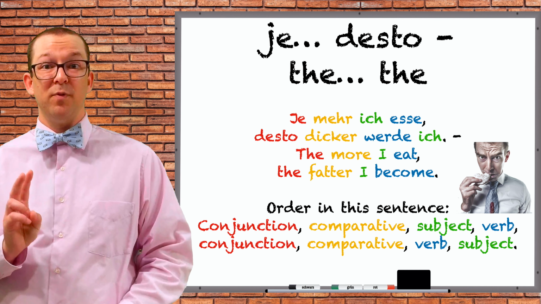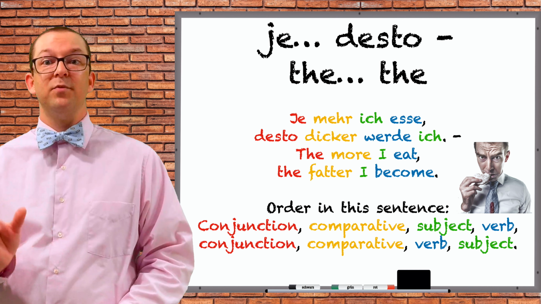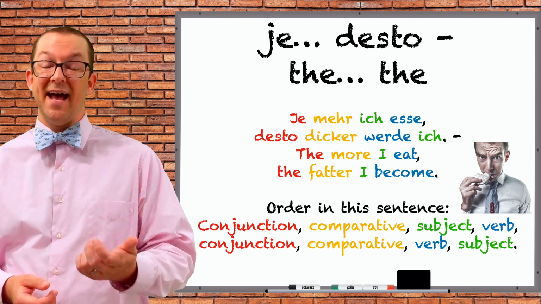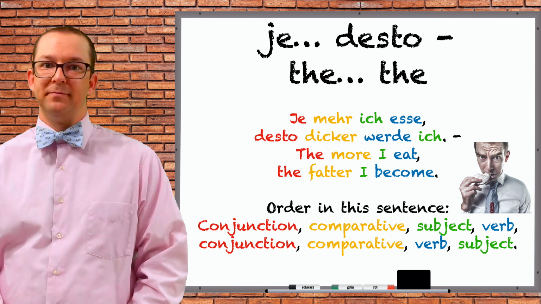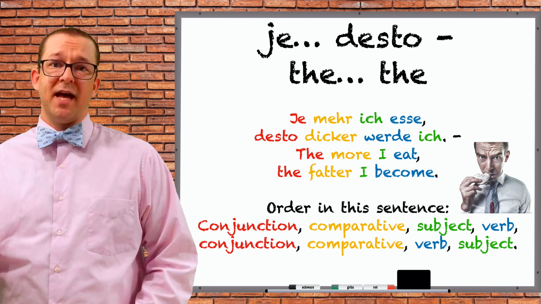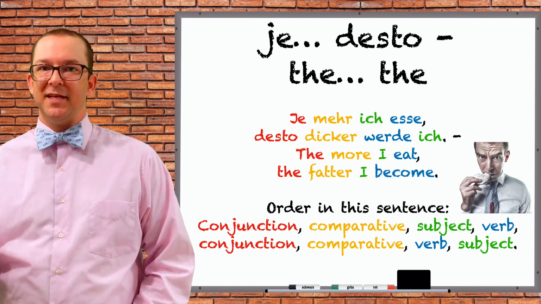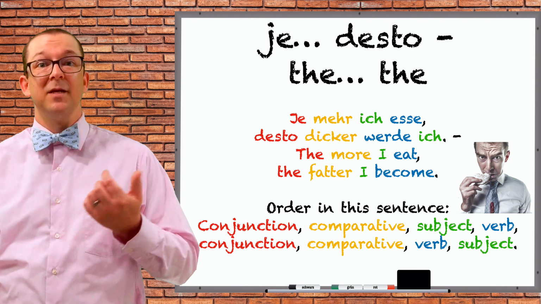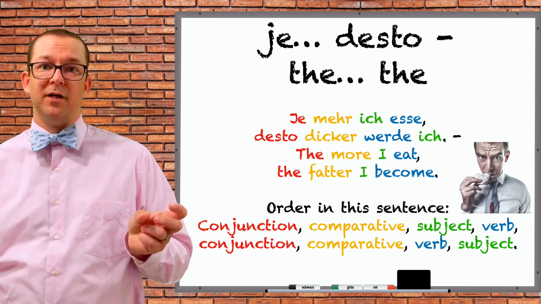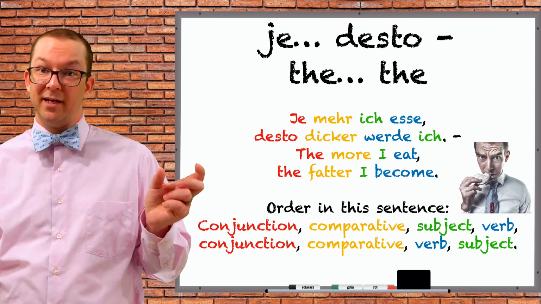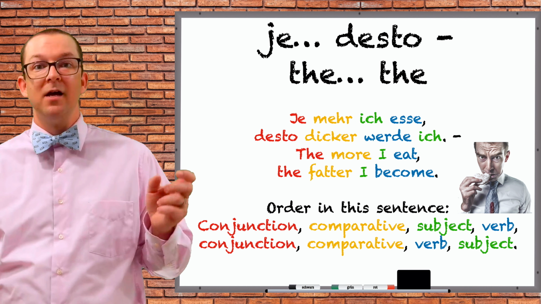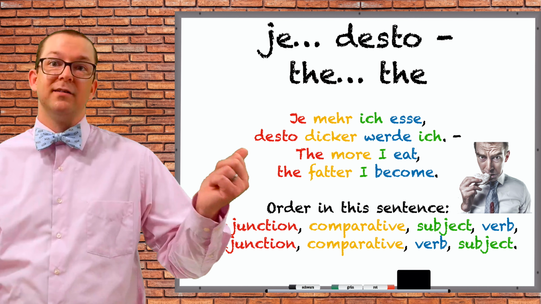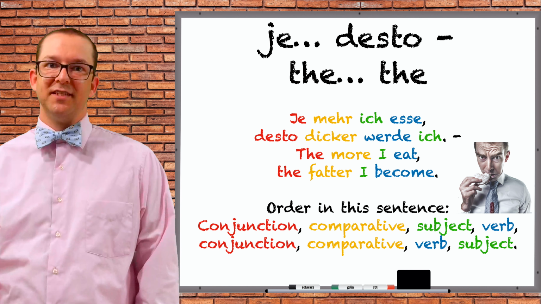But since we have two parts to our conjunction this time, we have to put the conjunction first, which then has to be followed by its comparative form of the adjective, and then our verb. So the word order is first half of the subordinating conjunction, in these examples je, subject, whatever is after that in the sentence, conjugated verb, comma, second half of the subordinating conjunction, in this case desto, comparative form of the adverb or adjective, conjugated verb, subject, and then the rest of the stuff in the sentence.